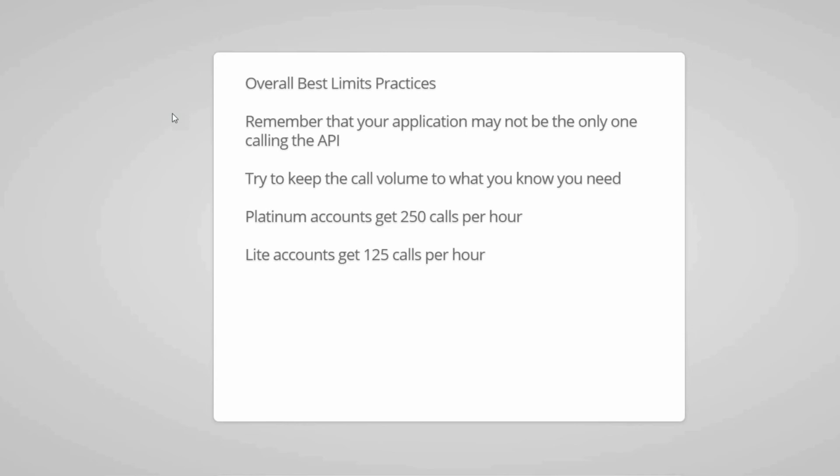Platinum accounts get 250 calls per hour, Lite accounts get 125 calls per hour. So if your application is going to be pretty heavy on API calls, your clients would probably want to do the Platinum account to get those extra 100 calls.